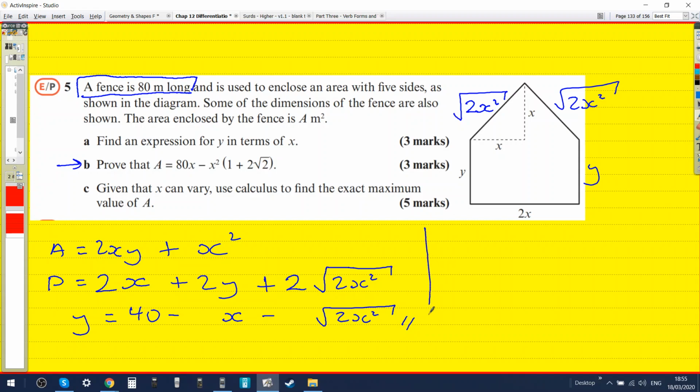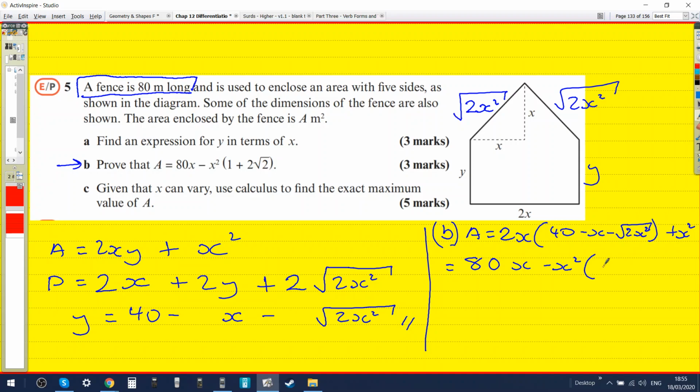How about part B? So would we sub in y to 2xy plus x squared? Yep. So A equals 2x, and then brackets, 40 minus x minus root 2x squared, plus x squared, and then we'll expand that. So A equals... What will it expand to give you? 80x minus x squared brackets 1 plus 2 root 2. Yeah.